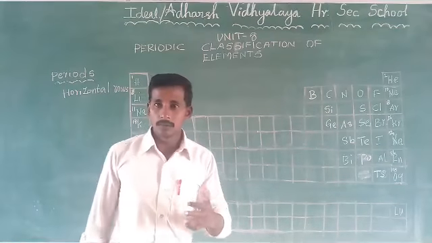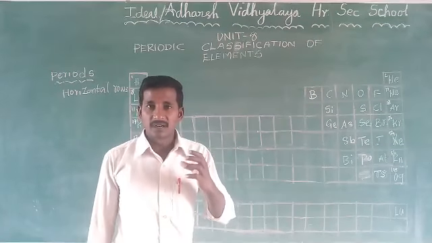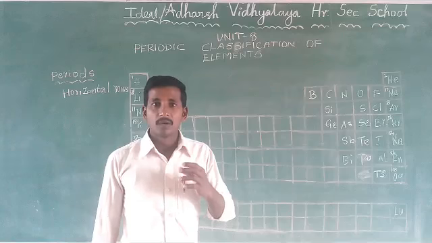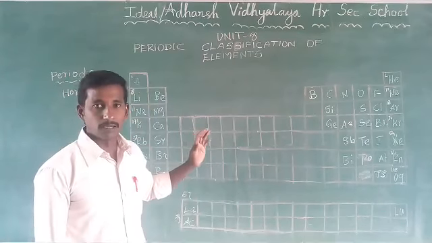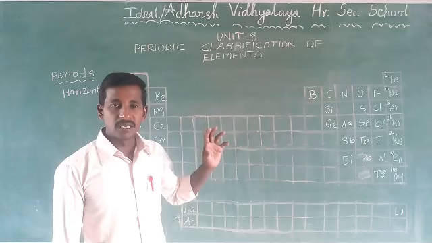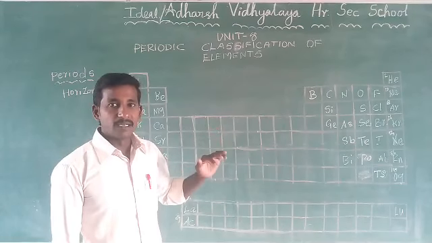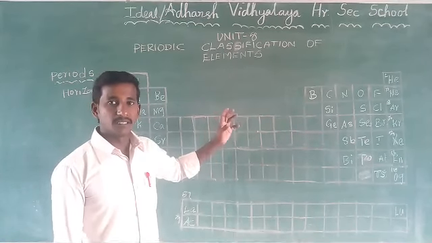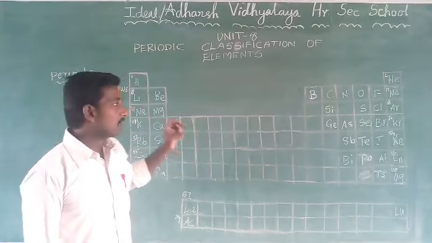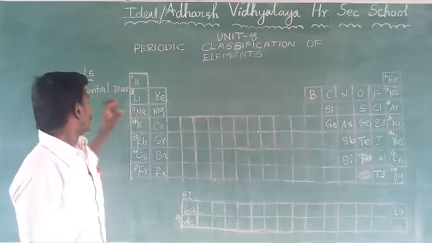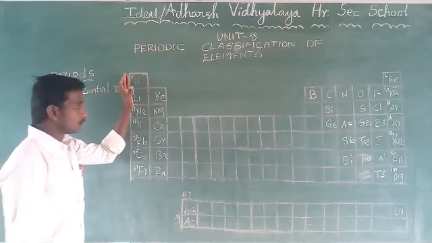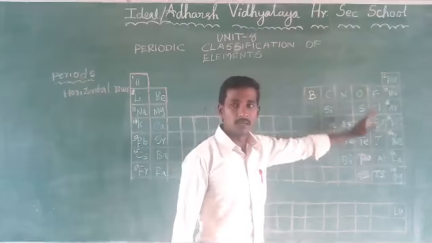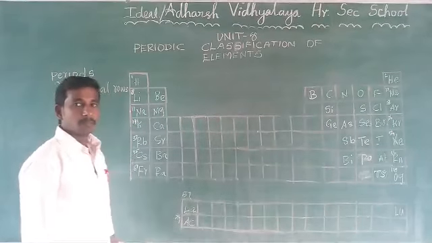Already I told you the elements are arranged in rows and columns in the periodic table. Here, a period means the horizontal rows from left to right.